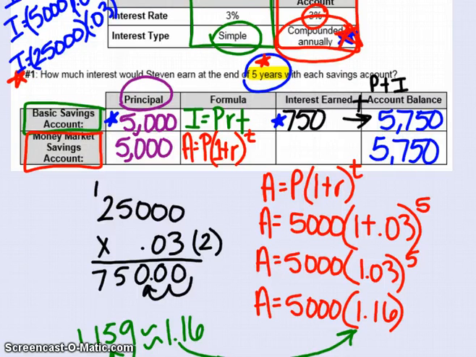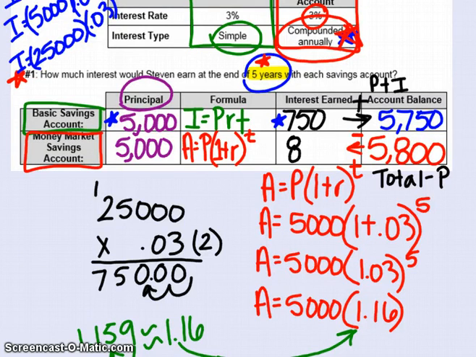But what I know is that this is compounded annually. And so that actually goes in my account balance here, because my compounded interest, I already have added my interest in there as well. And then I have to work backwards. So in this case I have to subtract my total minus my principal, and that will give me my interest. So 5,800 minus 5,000 is going to give me 800.